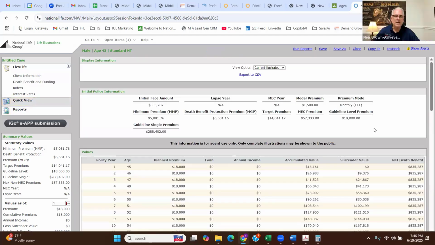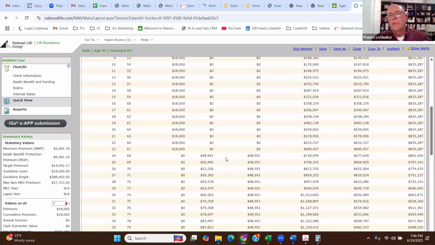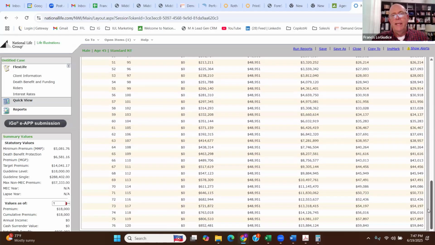Oh, it's monthly. You've got to change it to annual. It doesn't matter, monthly's fine. It's only going to show us an annual, but it's going to pay out monthly. So $48,951 the rest of their life is what they're going to get paid.